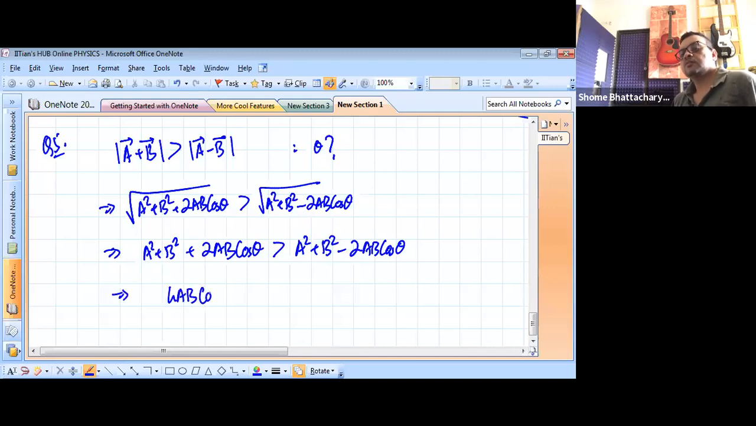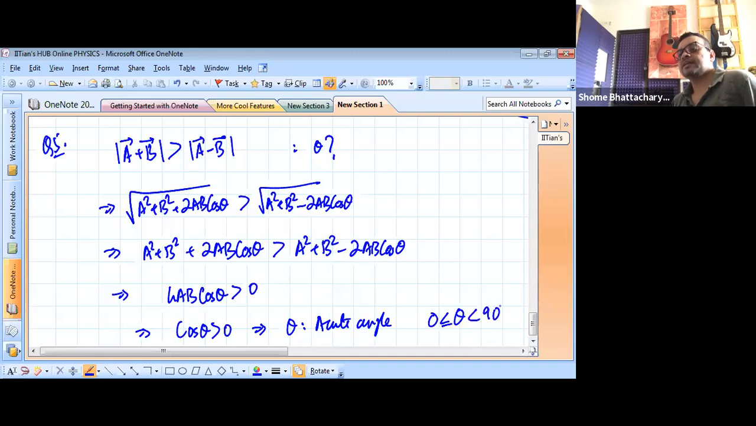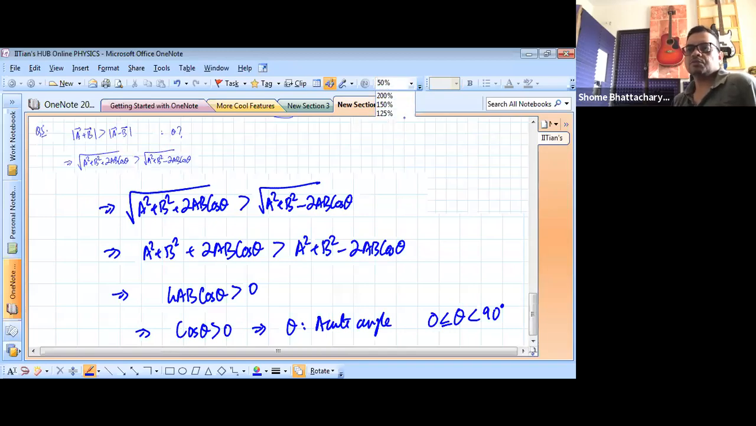4AB cos theta is greater than 0, which means that obviously A and B are greater than 0 because they are magnitudes of vectors. 4 is also greater than 0, it's a positive number. So cos theta has to be greater than 0, which means that theta has to be an acute angle. Okay. That means theta can be anything greater than or equal to 0, including 0, but less than 90. Because when theta becomes 90, mod A plus B actually becomes equal to mod A minus B. Okay. So this is also something like an inequality to remember.